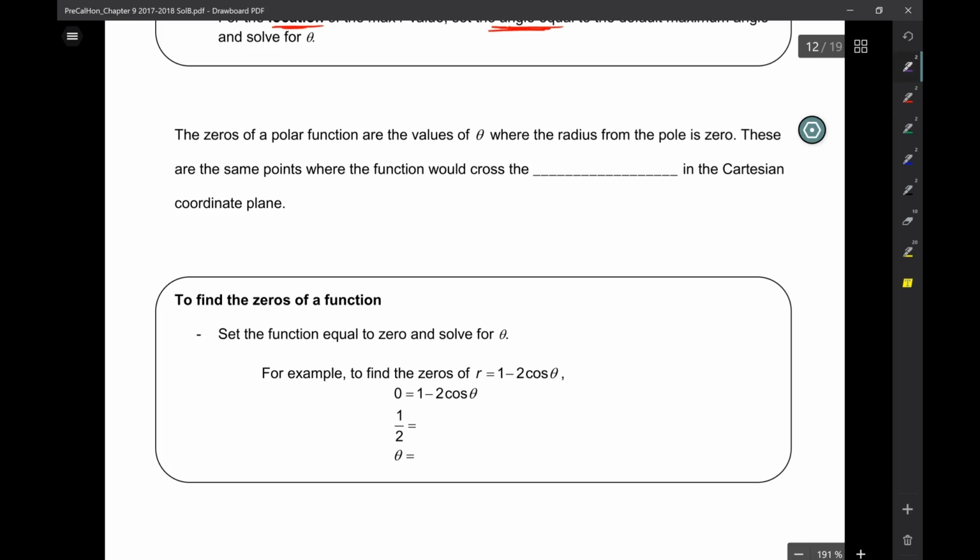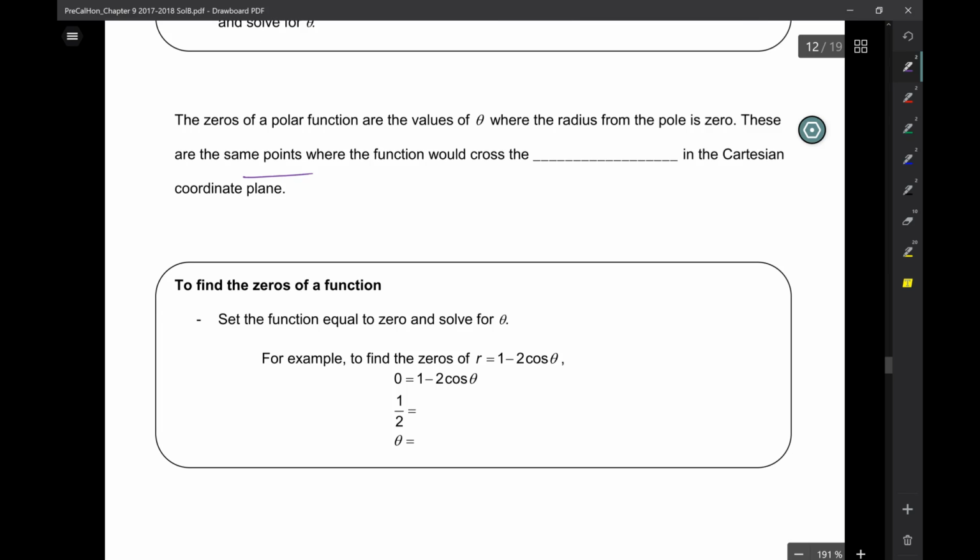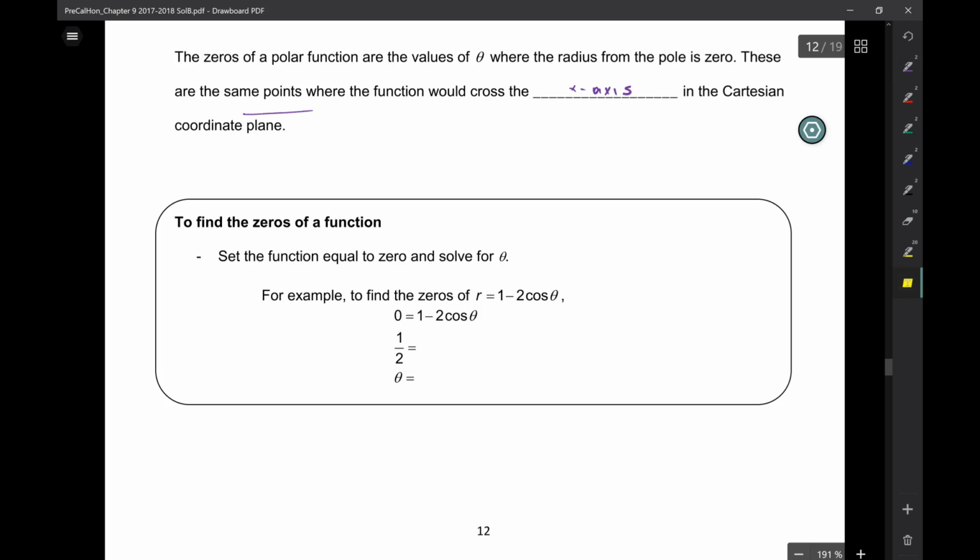So, the zeros of a polar function are the values of theta where the radius from the pole is 0. Again, like I just said, these are the same points where the function would cross the what in the Cartesian coordinate plane? When it's 0, the x-axis, right? To find zeros of a function, you guys all know this. To find zeros of a function, set the function equal to 0 and solve for theta.